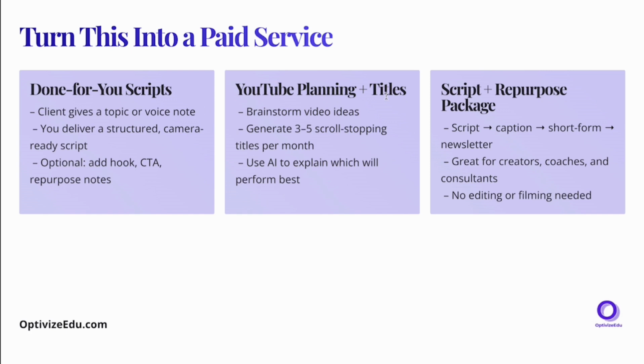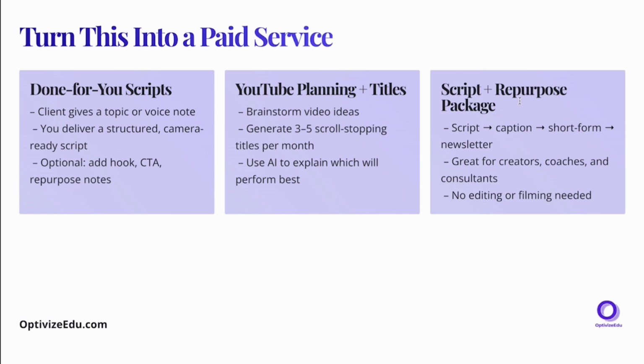Second, YouTube content planning and titles. You help them brainstorm video ideas and write 3 to 5 optimized titles per month. You can use ChatGPT to generate multiple versions and explain which ones are likely to perform best.